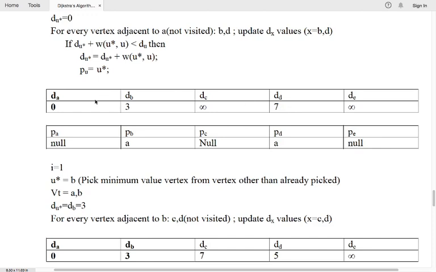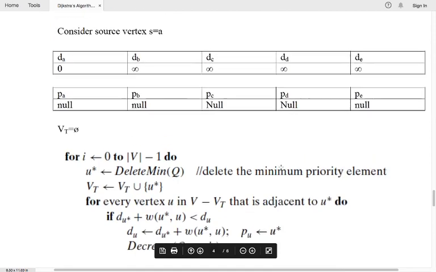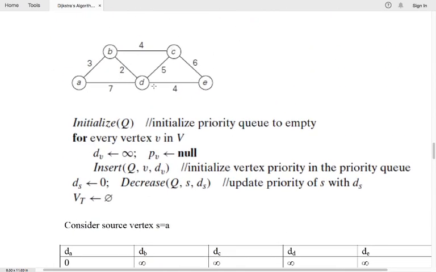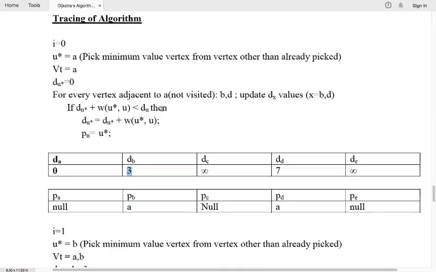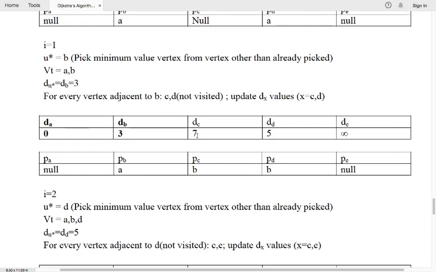Now next, choose the next least vertex value. Which is the least value? 3, which is B. Now I have picked B. Which are the vertices adjacent to B? The adjacent vertices to B are C and D. If you look at the graph here, B has C and D adjacent. Now you need to compute dC and dD. So dC and dD need to be compared.